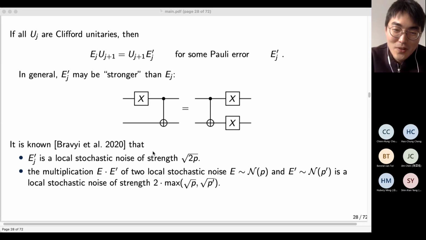And here are some known facts by Ravi and other people that these commuted Pauli errors are still local stochastic noise, but they have different strength. They actually have stronger strength. And if we multiply two local stochastic noises, then the strength can be written in this form: 2 times the maximum of square root of p and square root of p prime, where p and p prime are the strengths of the original local stochastic noises.